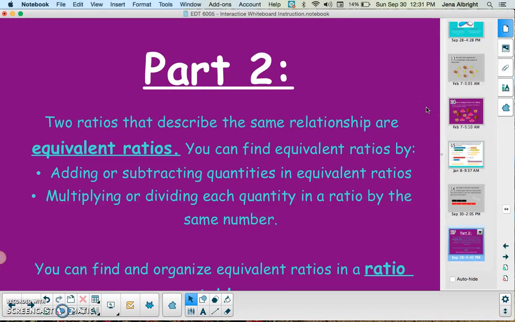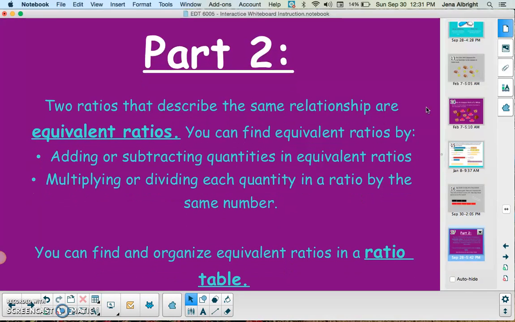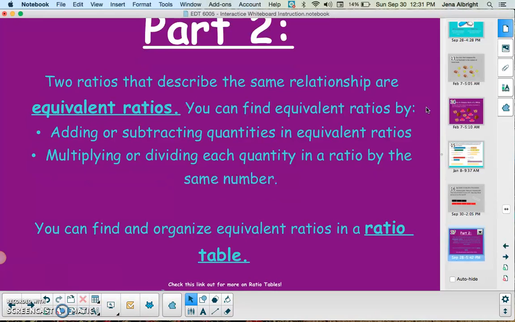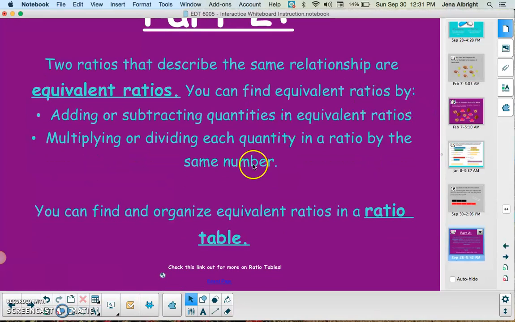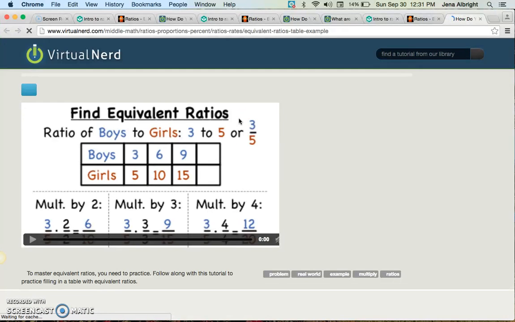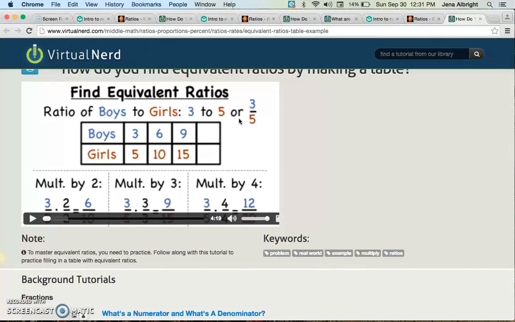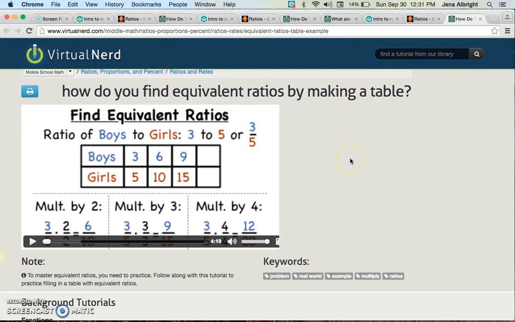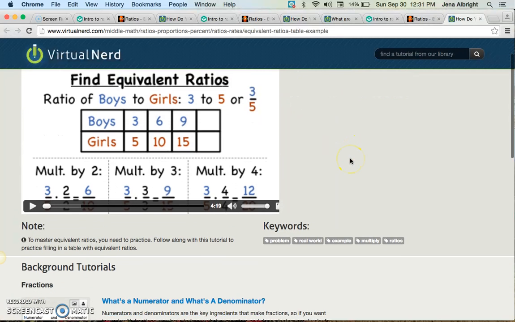Now that we finished part 1 of the basics of what ratios are and how we can represent them, we can now move into part 2, which is equivalent ratios and ratio tables. If students would like to venture off on their own and explore what ratio tables are, they can click the link at the bottom, where they are able to watch a video on finding equivalent ratios using ratio tables.